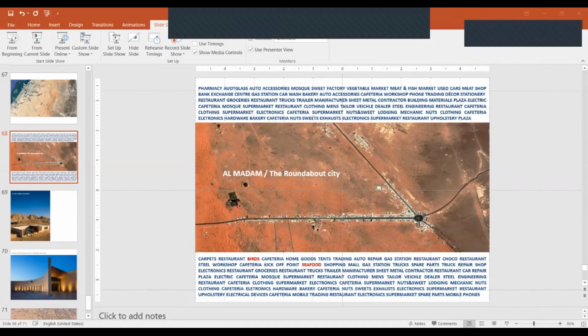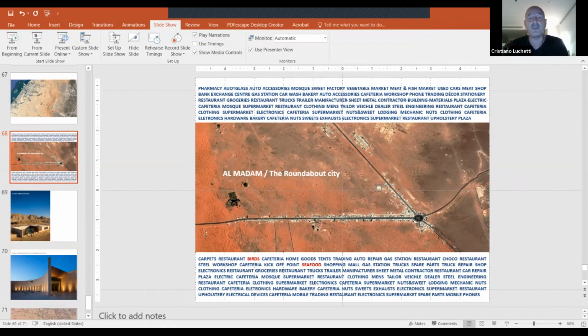So this is what I call the Roundabout City. It's a very, very interesting new city. Somehow it's on the way to Oman, and of course pays homage to the fact that there is a transition from one country to another. There are more or less 3,000 people, or there used to be 3,000 people, going along this road. So the city happens mostly around this roundabout, and you can find a lot of different functions. The most curious are that there is a bird shop, and there is even a seafood restaurant, which I want to go to soon and check out if it's possible.